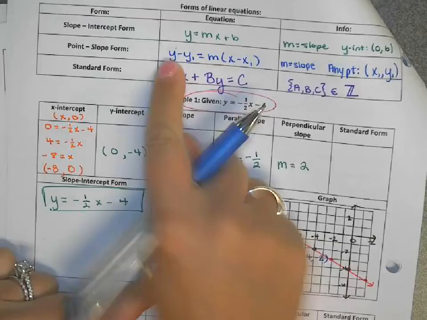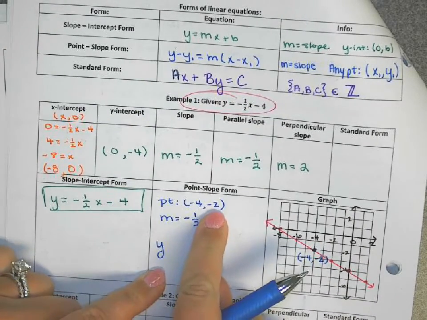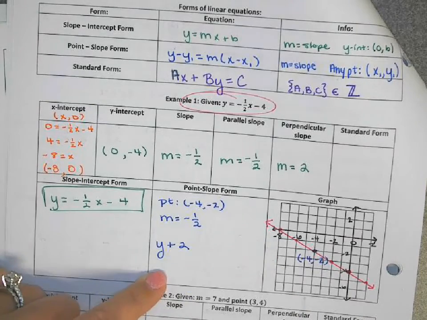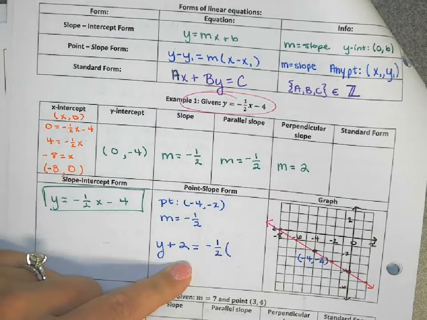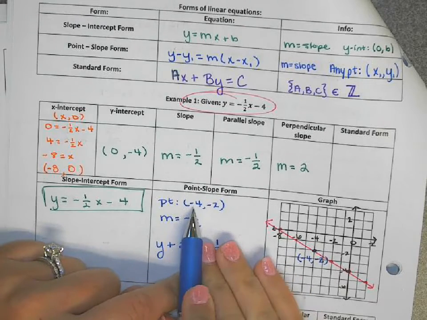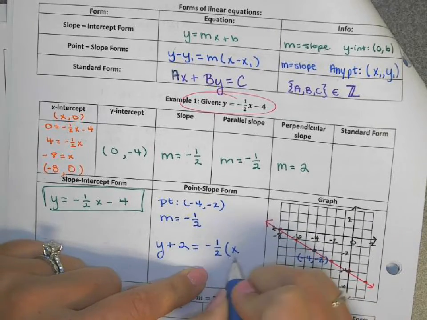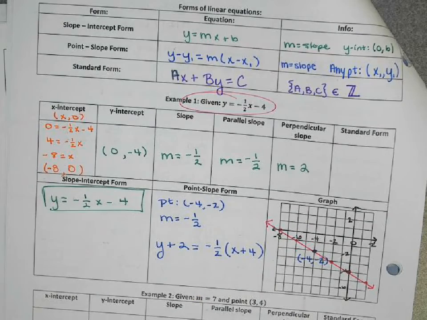So I'm going to write y. I have to write y in there. Minus y1. So what's that going to turn into based on this y here? +2. If it's minus -2, it turns into +2. Equals, the m is -1/2 times x minus, what's our x value? -4. So x minus -4 is going to turn into what? X plus 4. And that's it. Now you wrote it in point-slope form.